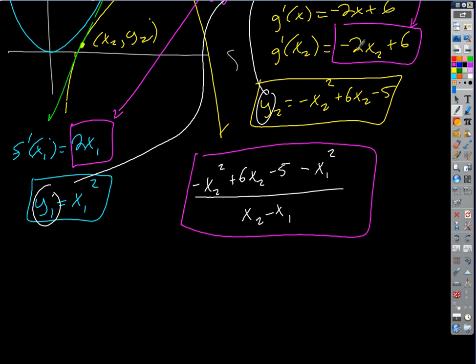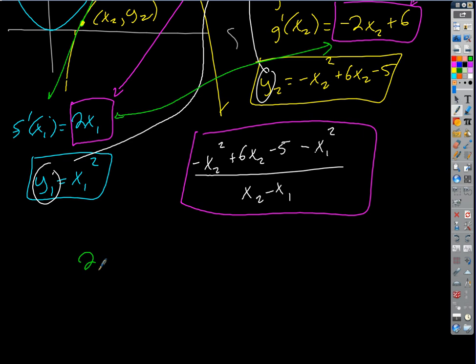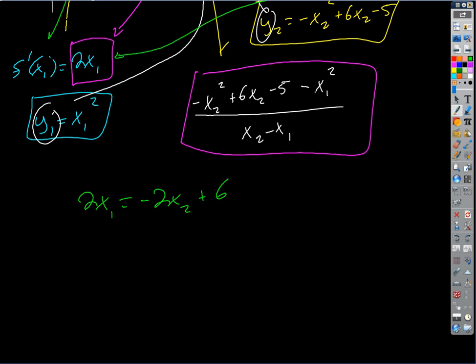We could, if we took these 2, so here's the idea, I need a new color here. I'm running out of colors. So if we took this one and that one and used that equation, what are we getting back? So 2x sub 1 equals negative 2x sub 2 plus 6. Divide both sides by 2, and what do we get? x sub 1 equals 3 minus x sub 2.